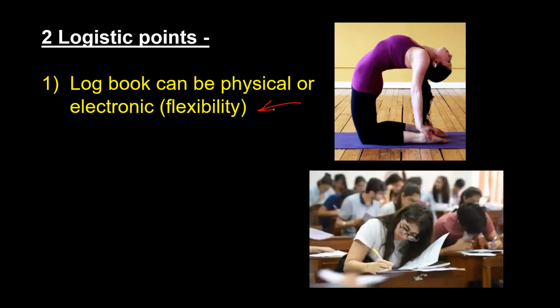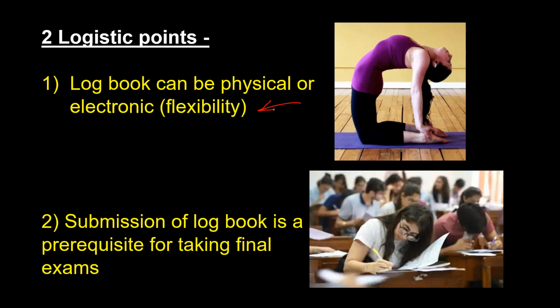The second logistic point is that submission of the logbook is essential, a prerequisite for taking final exams. It's needed for final exams. Only when the logbook is completed successfully can the student sit the university exams. So we have these two logistic points, and with that, our first objective is completed. I hope it is clear.